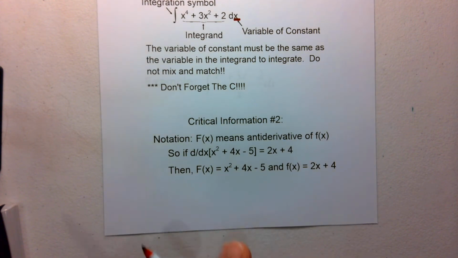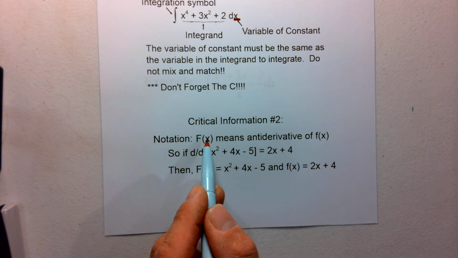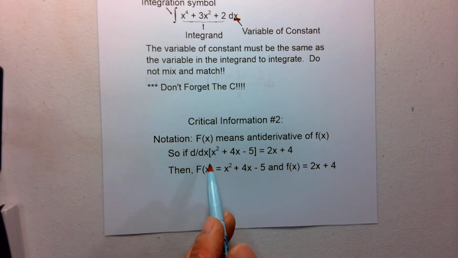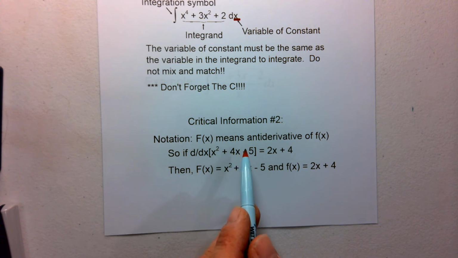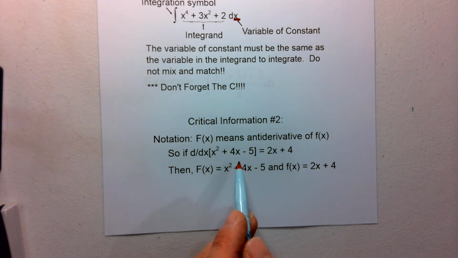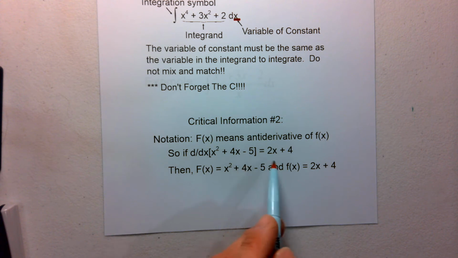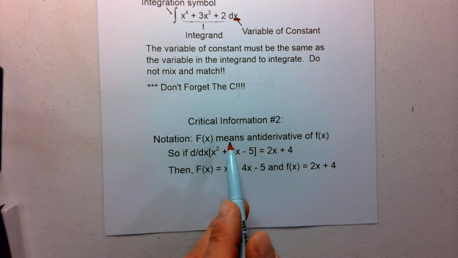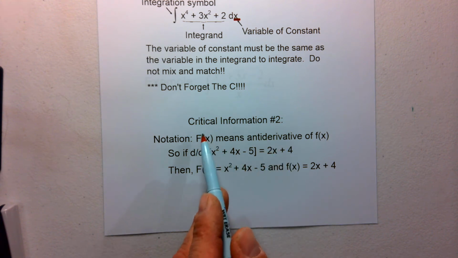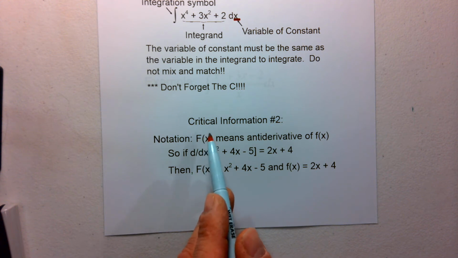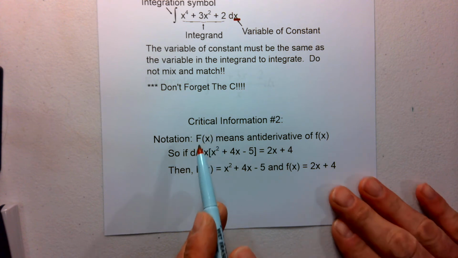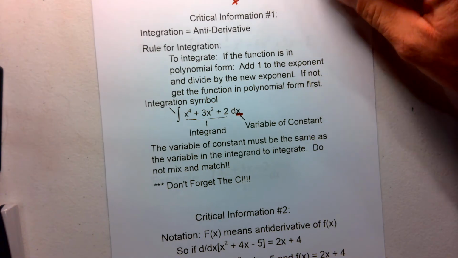A little bit of notation. We use a capital F of x to show that we took the antiderivative of something. So if our original function was 2x plus 4, then F of x is going to be the antiderivative, and little f would have been the derivative. Not major with this information here, but this book likes to use the capital F, showing notation that we took the integration, the antiderivative of the function.